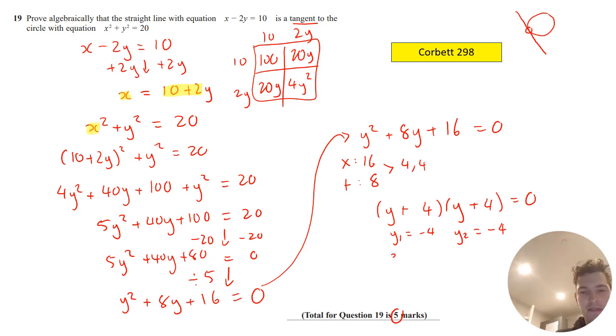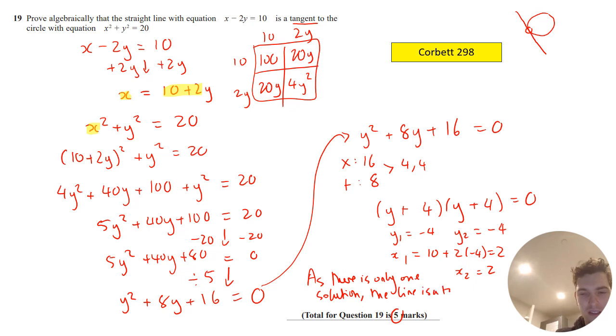I can also find my x values, which are going to be the same. So x is 10 plus 2y. So 10 plus 2 times minus 4, which is 2. x2 is going to be the same. And I should probably say, as there is only one solution, the line is a tangent to the circle. Perfect. Not such a tricky quadratic simultaneous equation to solve there. Let's keep going. A couple more questions to go.